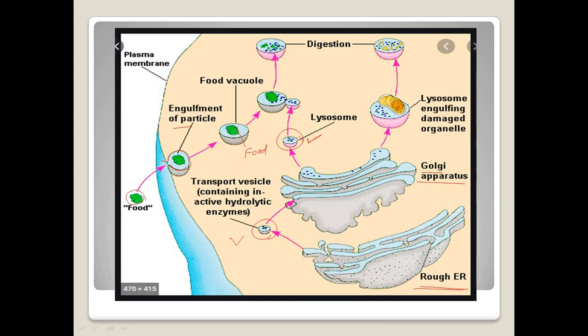When the food vacuole is filled with food, the next step is that it has to be digested. Here is the lysosome, which through the endomembrane system enters the Golgi apparatus, and from the Golgi apparatus the lysosome gets fused with the food vacuole. After fusing, it releases the digestive enzymes, and these enzymes help in breaking down the complex food material, so that digestion occurs. After digestion, the nutrients are released into the cytoplasm.